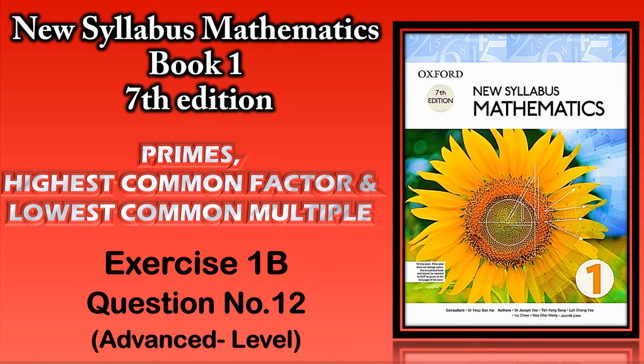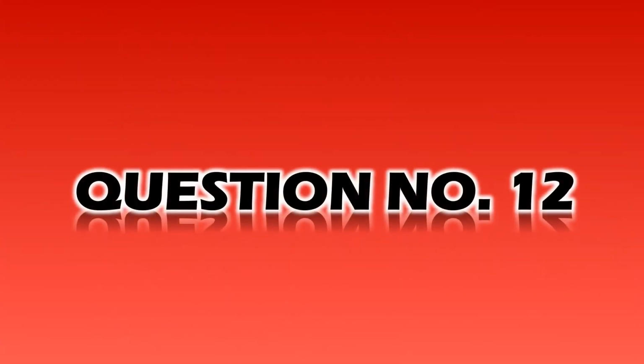New Syllabus Mathematics Book 1, 7th edition, Chapter 1, Primes, Highest Common Factor and Lowest Common Multiple, Exercise 1B, Question number 12, Advanced Level. Question number 12.